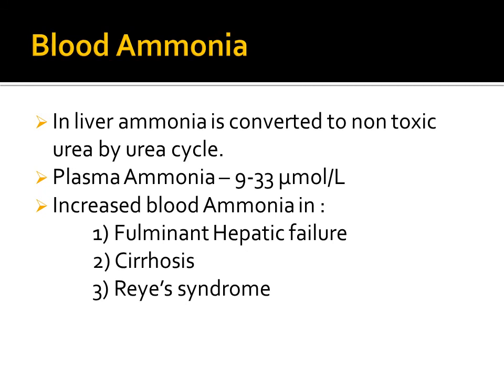Then the blood ammonia level. When the liver is functioning normally, by the urea cycle, ammonia will be converted into non-toxic urea. But when the liver function is deranged, the ammonium level may rise. Normal plasma ammonium level is 9 to 33 micromole per liter. So when there is fulminant hepatic failure, cirrhosis or Reye's syndrome, there will be a raised blood ammonium level.